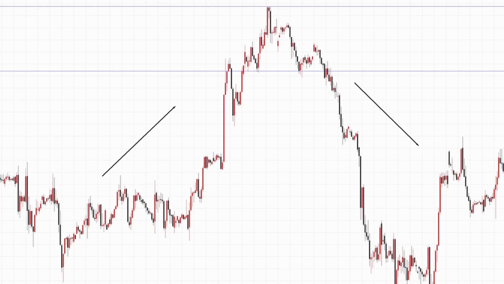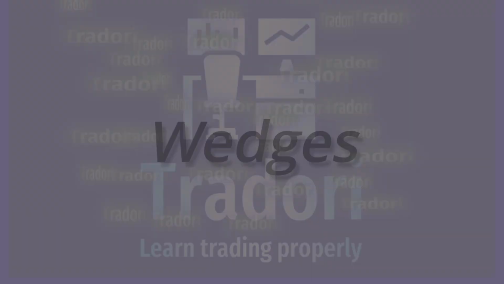Now we need to wait for the breakout, and it obviously came with great volume. To determine the target, measure the vertical distance from the head to the neckline. Find the breakout point, where the price first breaks the neckline, which is here. Your measured distance is your target below the breakout point.